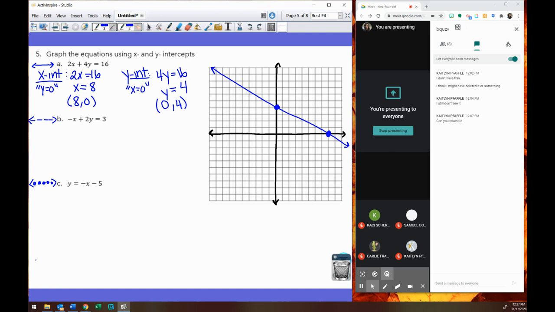Let me show you more. So your coordinate point, x is -3, y is 0. So you say (-3, 0), and we'll just start with that. And then you find your y-intercept.